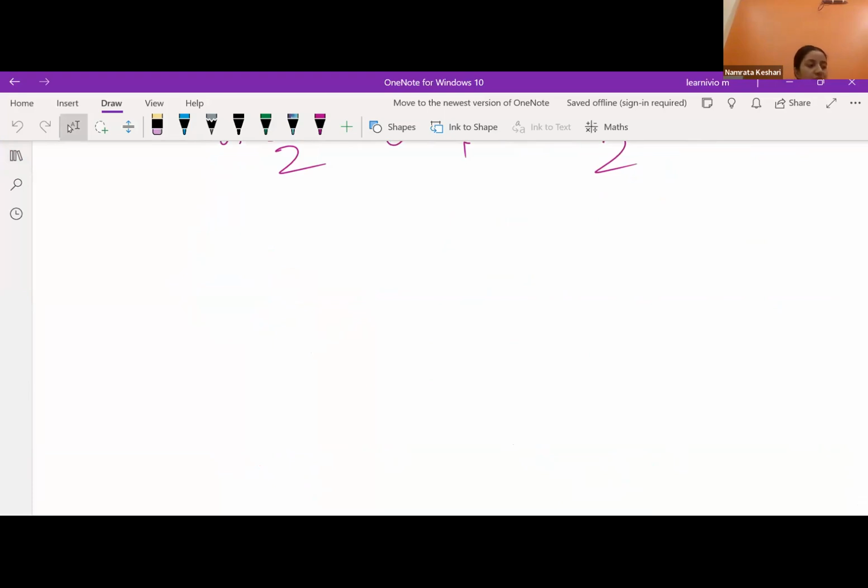Last class we covered what is arithmetic mean and what is geometric mean, and let's do a few more questions based on the same logic.